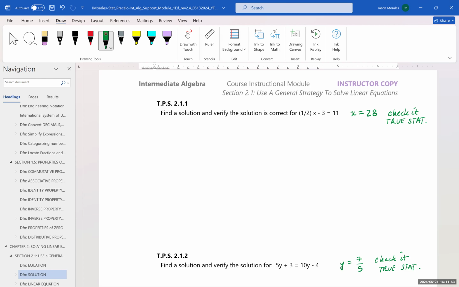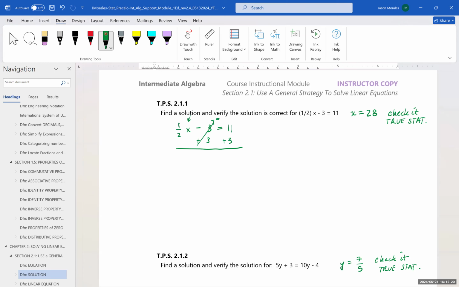Let's look at these think, pair, share examples. And if you had trouble getting x equals 28 and validating it, here we've got 1/2 x minus 3 equals 11. So we want to get x by itself. The first thing we can do is add 3 to both sides.